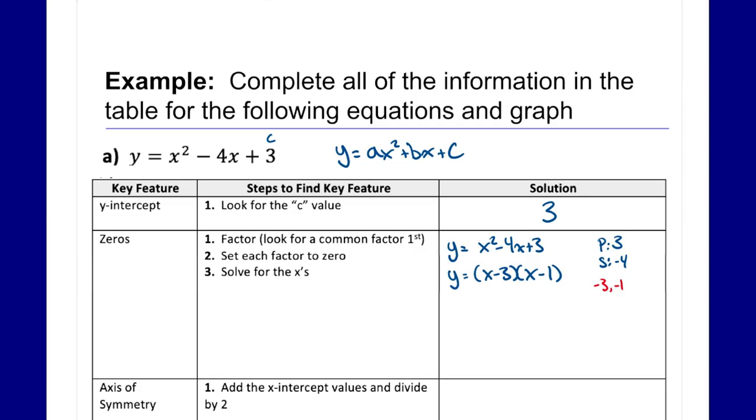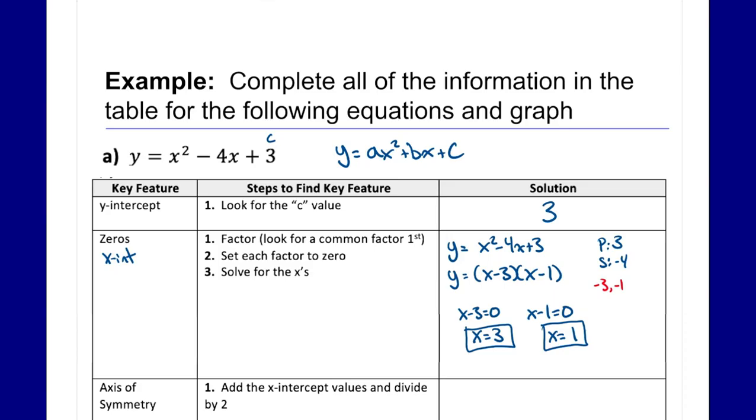Now the next thing I need to do, if I'm trying to find my zeros or my x-intercepts, if you remember from last unit, our x-intercepts are going to be the opposite of what we see in the brackets. Or another thing that we could do is set each factor equal to 0. So x minus 3 equals 0, x minus 1 equals 0, and now I can solve for x. I'll get x equals positive 3 and x equals positive 1. So these two values are my zeros or my x-intercepts or my roots.